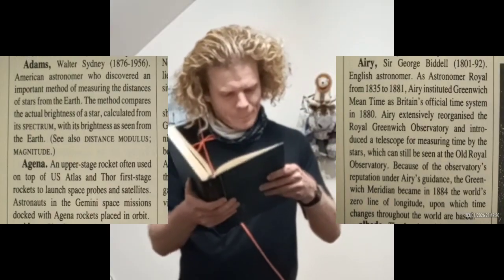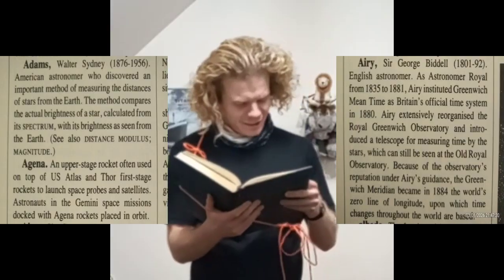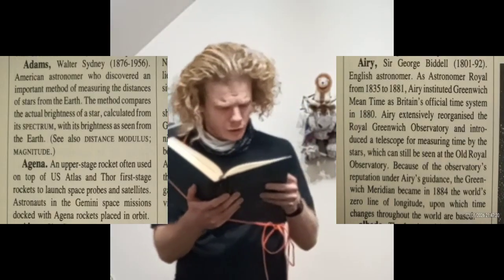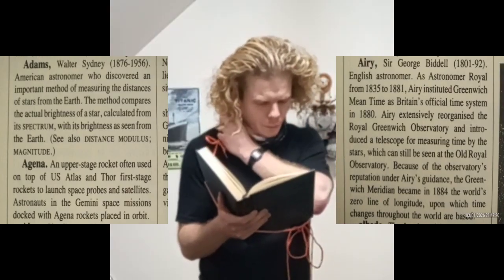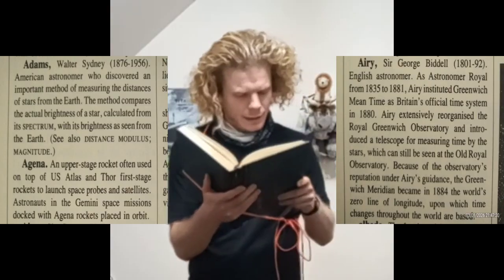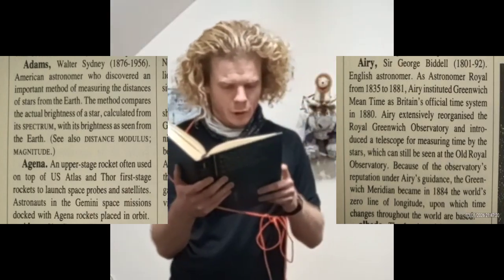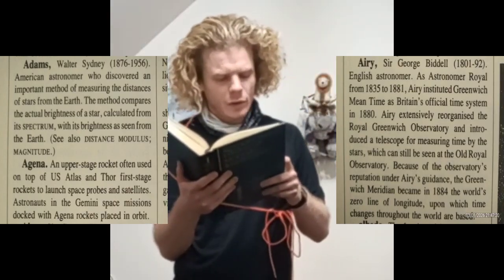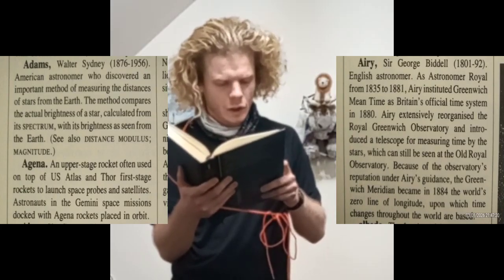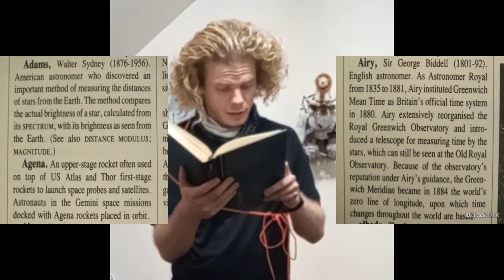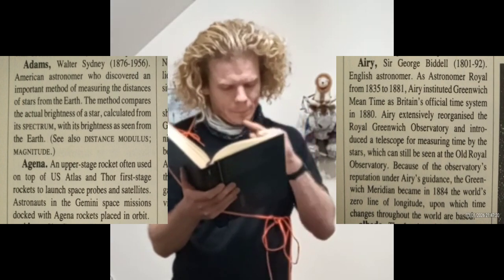But the second one. Agena. An upper stage rocket, often used on top of US Atlas and Thor first stage rockets to launch space probes and satellites. Astronauts in the Gemini space missions docked with Agena rockets placed in orbit. Okay, it is an upper stage rocket.